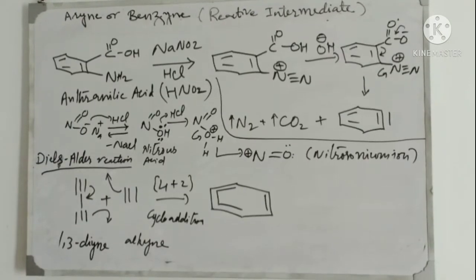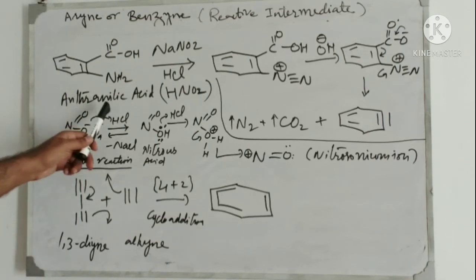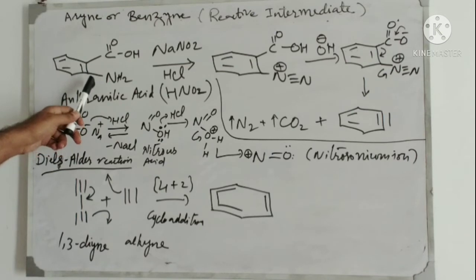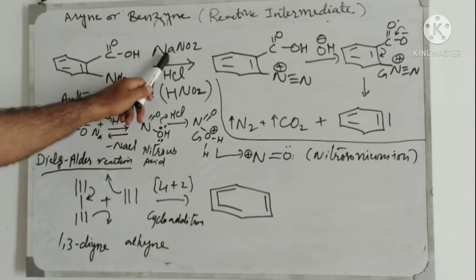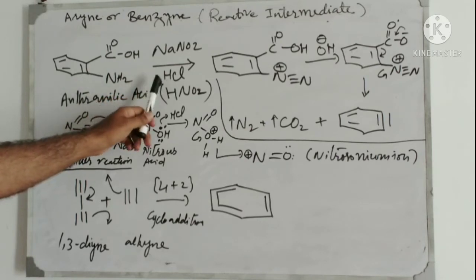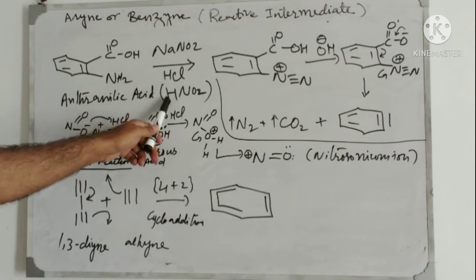So this is another method. We can generate the benzyne intermediate through anthranilic acid. This anthranilic acid is 2-aminobenzoic acid. When treated with sodium nitrite in the presence of hydrochloric acid, nitrous acid is formed.